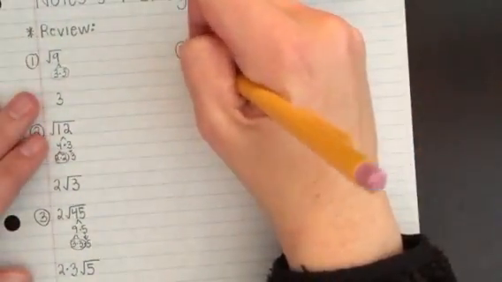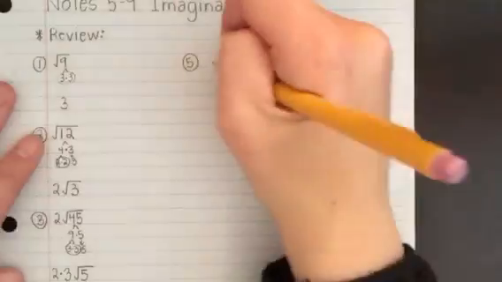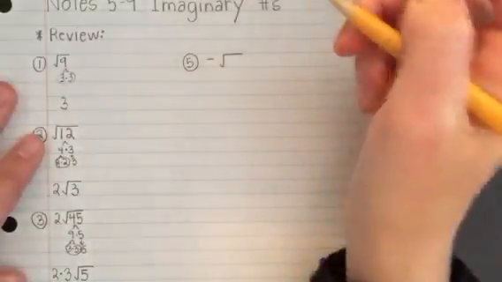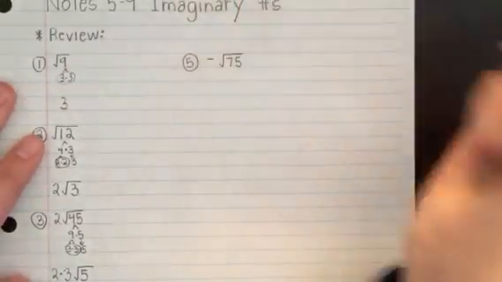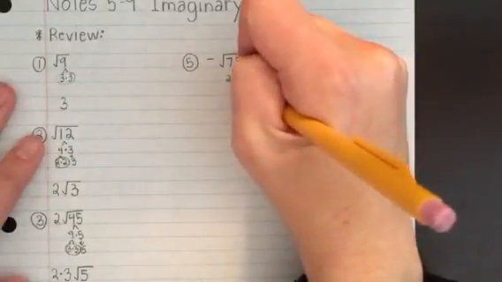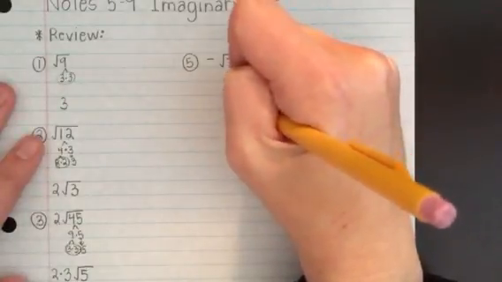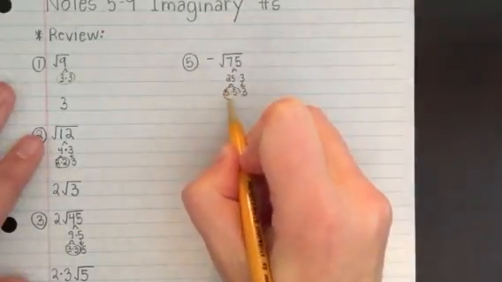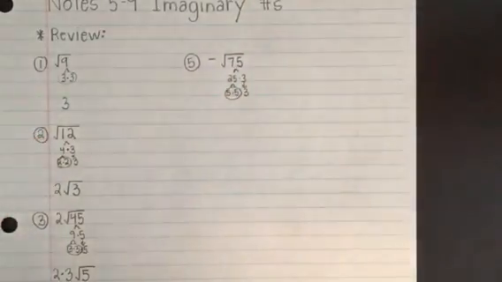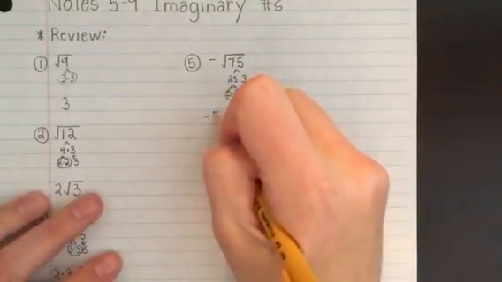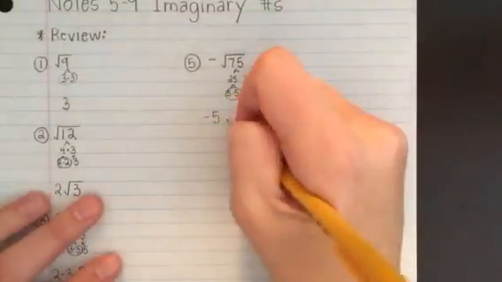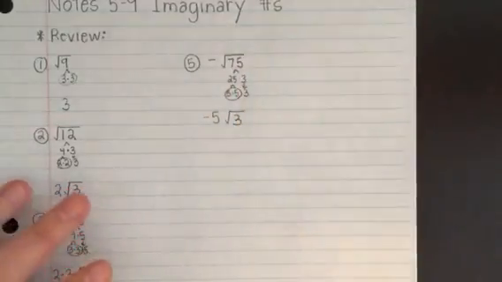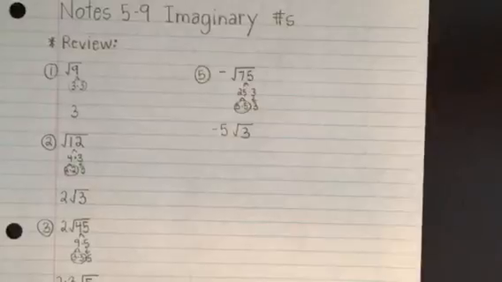Last one I want to review with you before we get to the new stuff, number 5. Negative square root 75. So break up 75, 25 and 3. 25 is 5 and 5, 3 doesn't go any further. So a pair of 5's, and you've already got a negative on the outside, so it'd be negative 5 square root 3. Okay, so let's get to the new stuff.